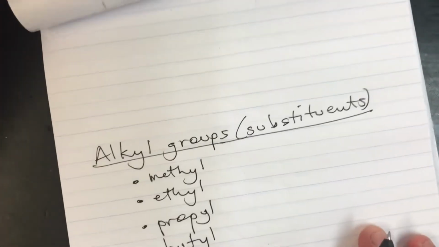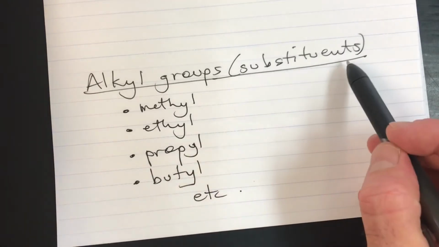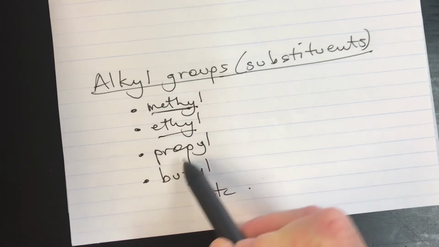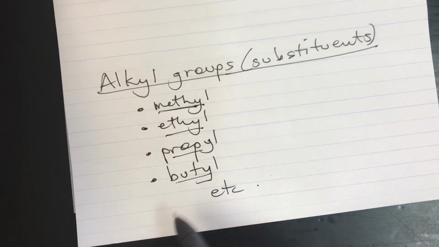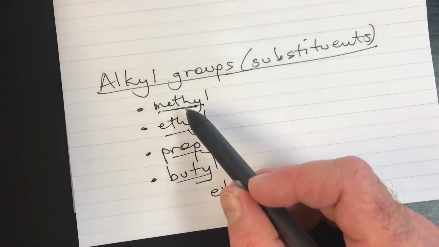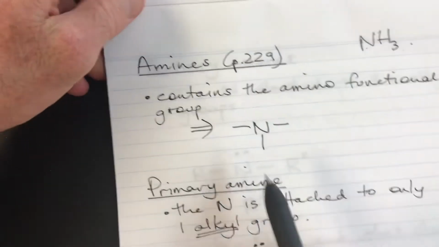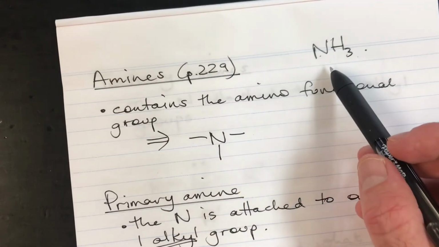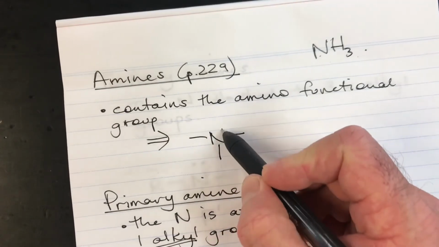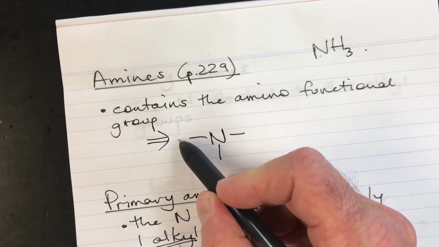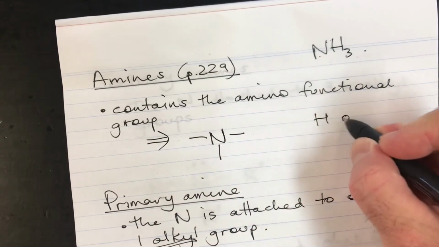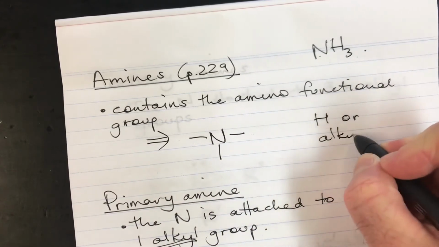Just have a quick revision of what an alkyl group is. An alkyl group, we called them substituents in the last section. Examples of alkyl groups are methyl, ethyl, propyl, butyl. Remember that? It's just hydrocarbon side branches pretty much. So amines contain the amino functional group. The amino functional group, like the ammonia molecule, consists of a nitrogen atom bonded to 3 other things, and those things can either be hydrogen or an alkyl group.